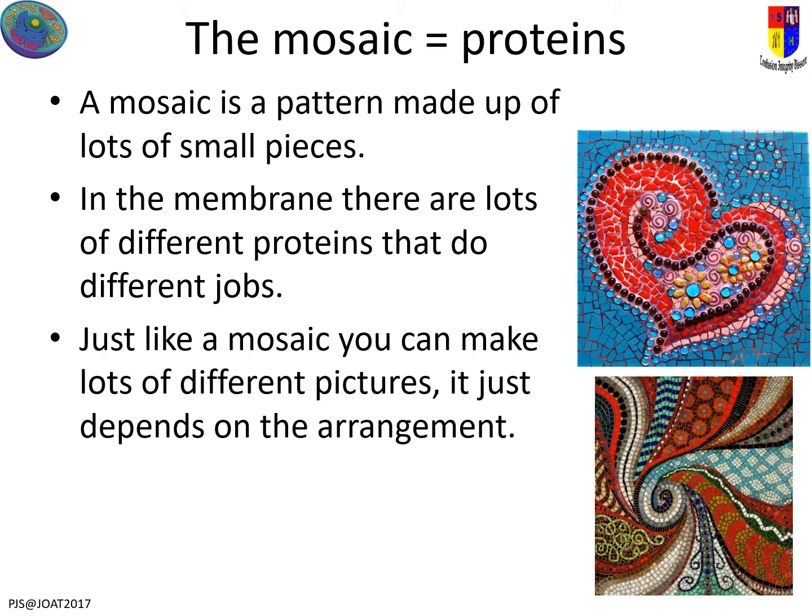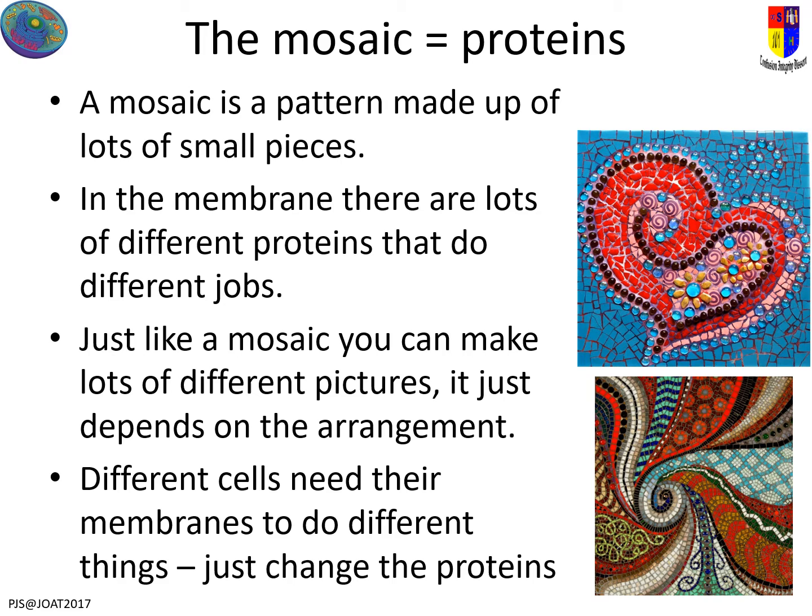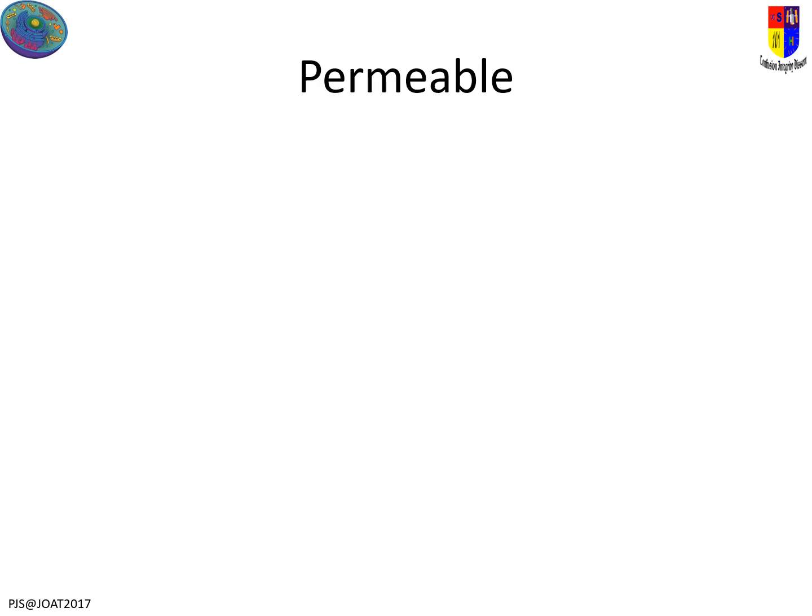But that means that you have quite a complicated thing now. It's not just a black line, it's a really complicated thing, and quite a clever thing. So different cells, because they have different proteins, can do different jobs. So when we talk about the membrane, and this is going to be really important for this key area, we talk about being selectively permeable.